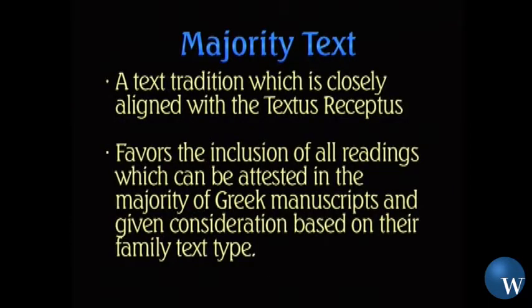All right, so you've got the Textus Receptus, upon which the King James translators based their translation, or this particular text type. And then you've got the critical text, represented by the United Bible Society and the Nestle-Aland text. And then the third particular tradition has to do with what's known as the majority text. Let's take a look at a couple of things in relationship to that. Notice that this is a text tradition which is closely aligned with the Textus Receptus. Okay?